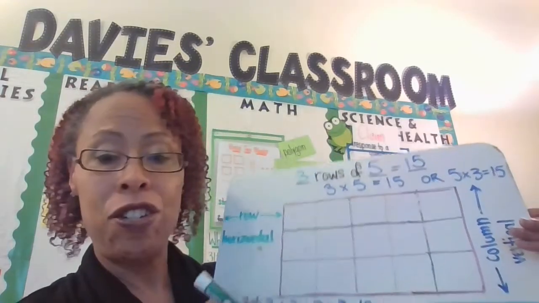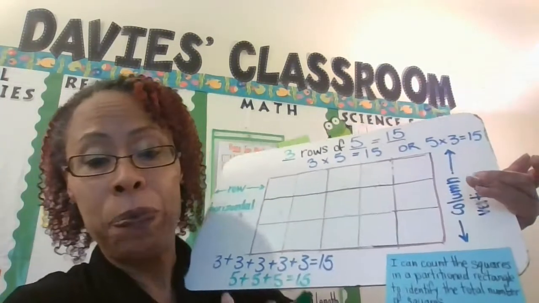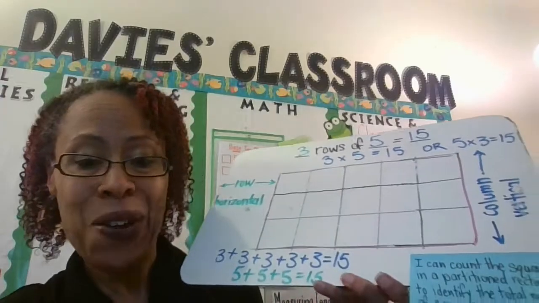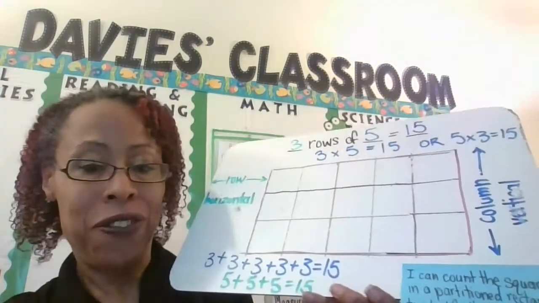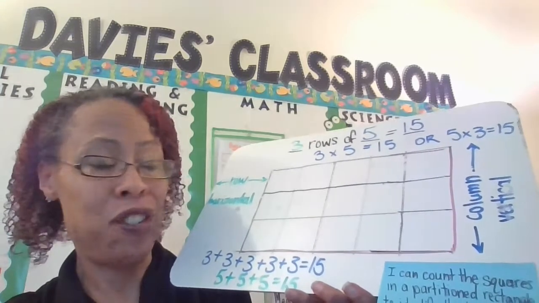So repeated addition or skip counting will help you to count more efficiently. We look forward to hearing your efficient ways of counting this partitioned rectangle.